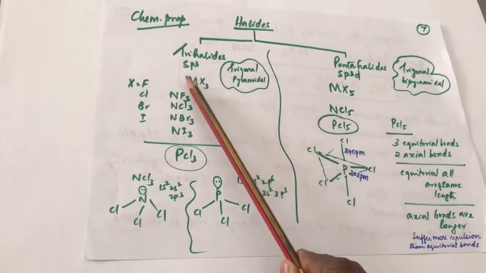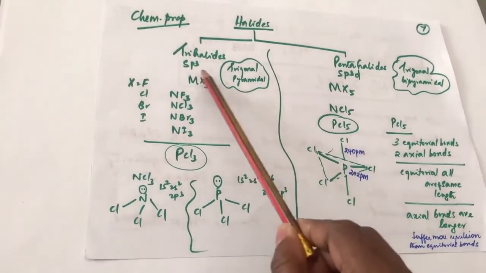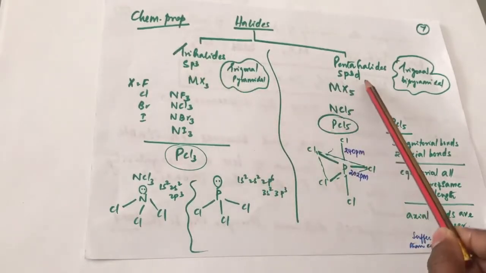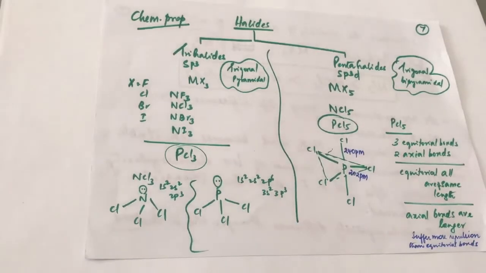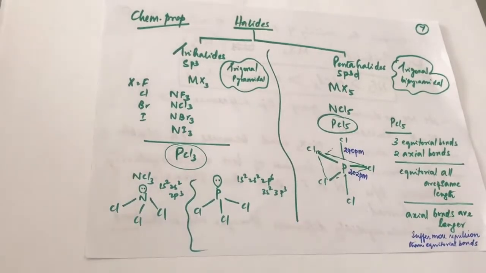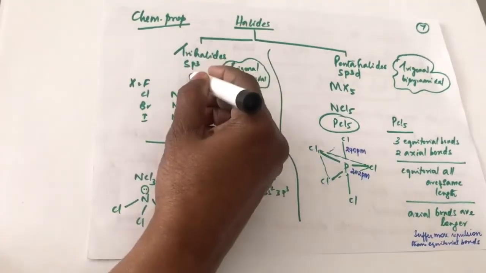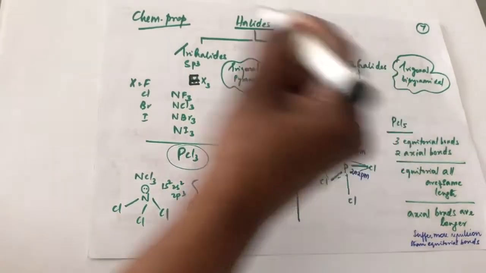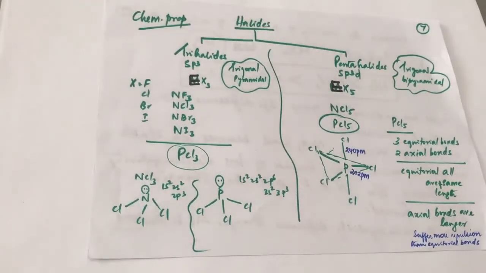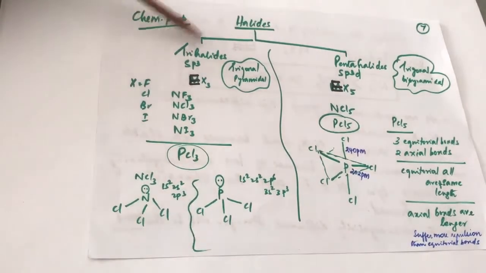Here, as mentioned, we have sp3 hybridization for trihalides, and here we have sp3d hybridization for pentahalides. Here I have written MX3, but in your book it is explained as EX3, where E is the element in question. That means it will be nitrogen, phosphorus, like that. So let us learn it like that only, as in your textbook. EX3 means it is a trihalide.